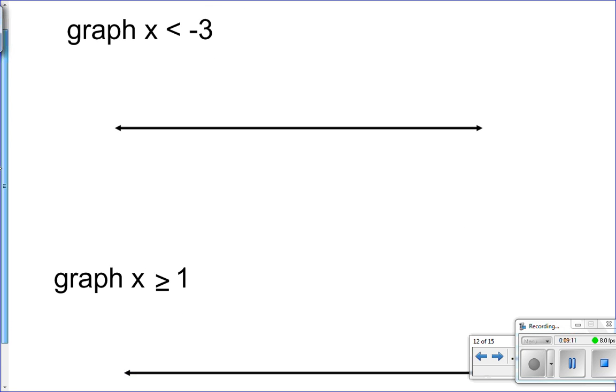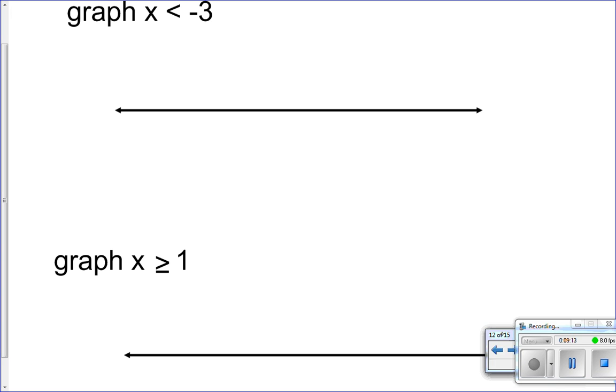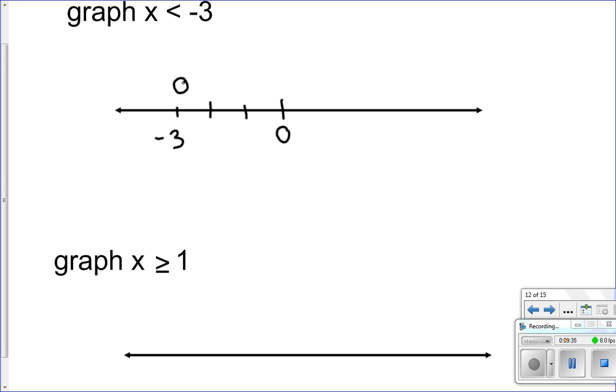So I want you to try and graph x is less than negative 3 right now, and I also want you to graph x is greater than or equal to 1. All right, so x is less than negative 3, so here's 0, 1, 2, 3, negative 3. This is less than negative 3, so it's an open circle. It's everything smaller than negative 3. X is greater than or equal to 1. Here's 1. Since it's greater than or equal to, it's a closed circle. And it's everything larger than it.